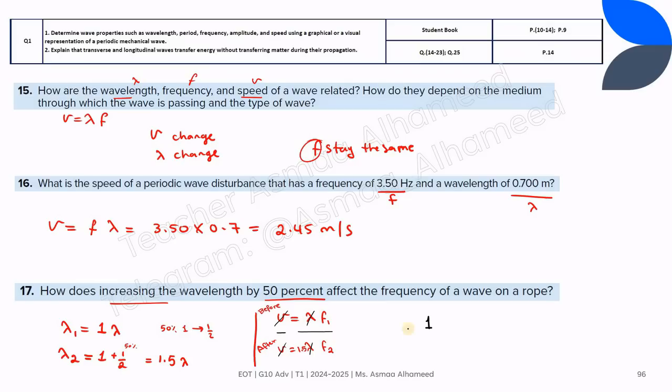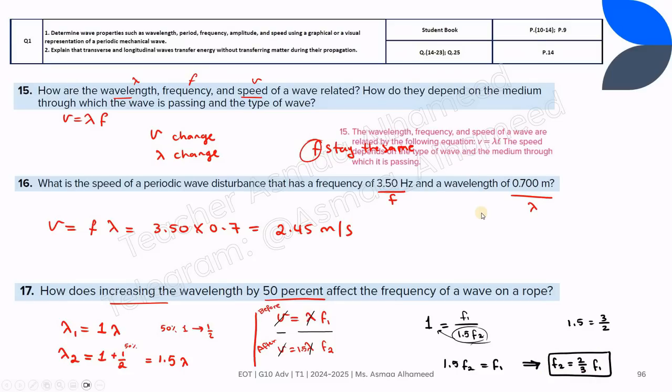Now here we have 1 on the left side, and we have F1 divided by 1.5 of F2. Now take F2 to the other side, and you will get 1.5 F2 is equal to F1. I want the value of F2 only, so F2 is equal to, of course, 1.5 is equal to 3/2. So here we can say it will be 2/3 of the value of F1. This is the answer for the first question.